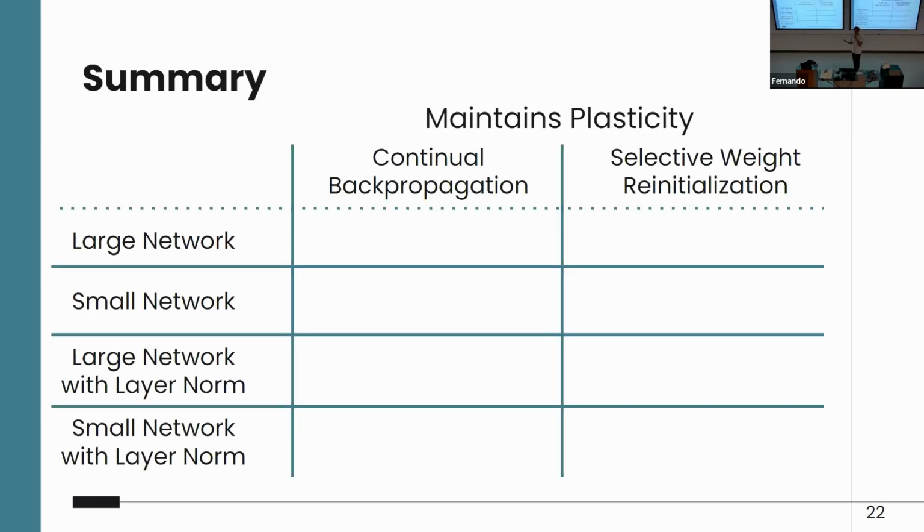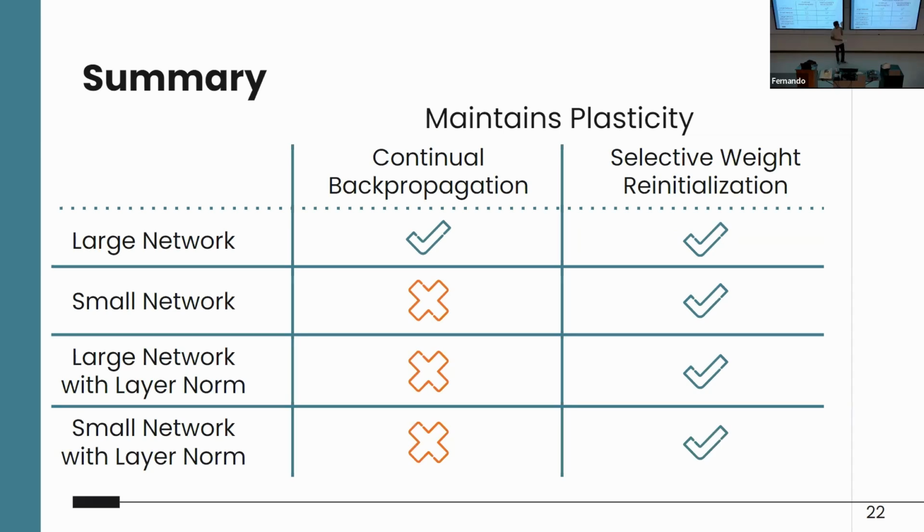So again, in summary, continual backprop and selective weight reinitialization both maintain plasticity in large networks. In small networks, only selective weight reinitialization maintains plasticity, as well as in the large network with layer norm and the small network with layer norm.